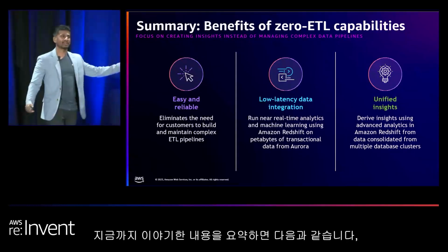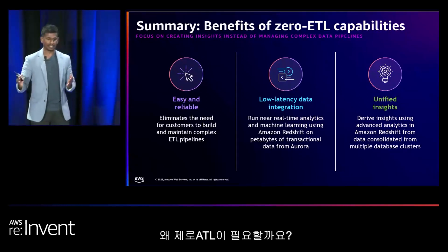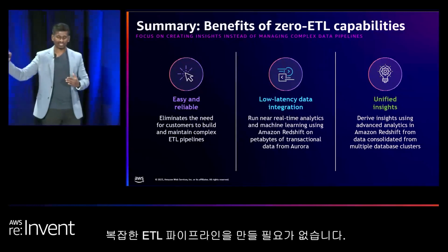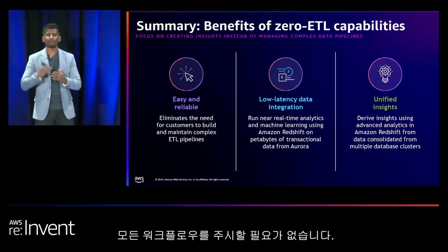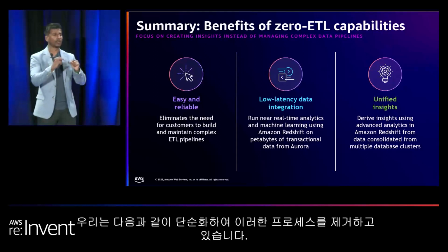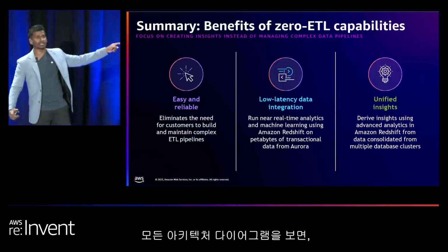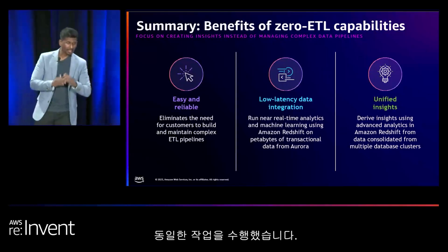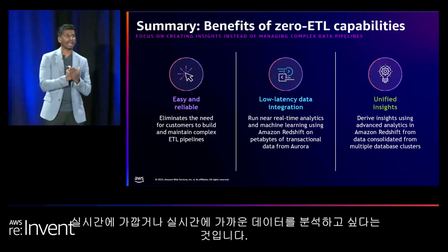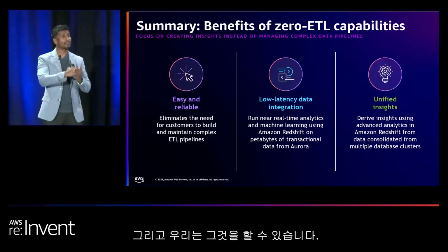So just to summarize everything that we've talked about so far, why do we need zero-ETL, right? It eliminates the need for you to create complex ETL pipelines. You don't have to have eyes on every single workflow. You don't need to know where it's failing. We are eliminating that process by simplifying the whole workflow. If you look at all the architecture diagrams, we've done the same thing. The second most important aspect is, like Sanchit talked about, we want to analyze data in close to real time or near real time. And we're able to do that.